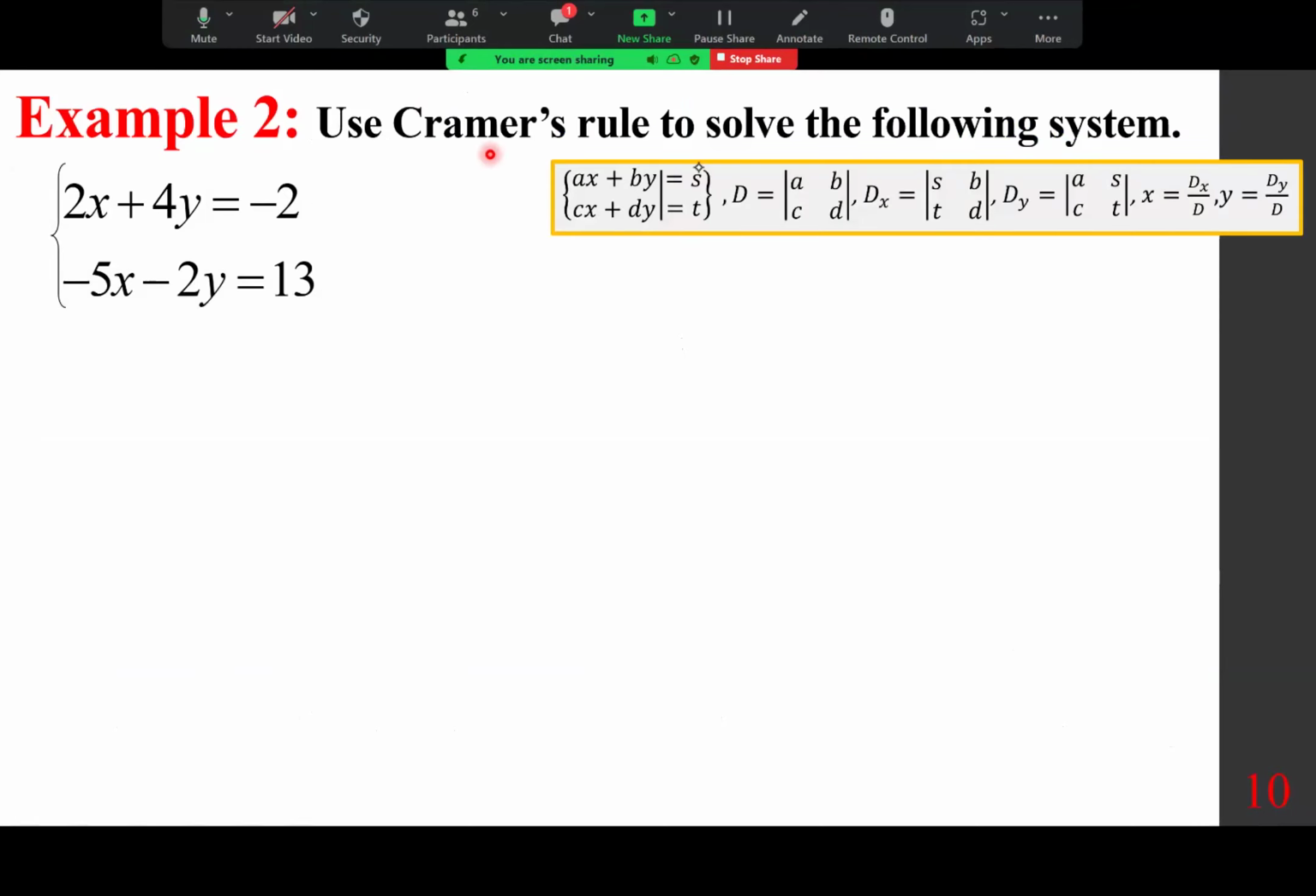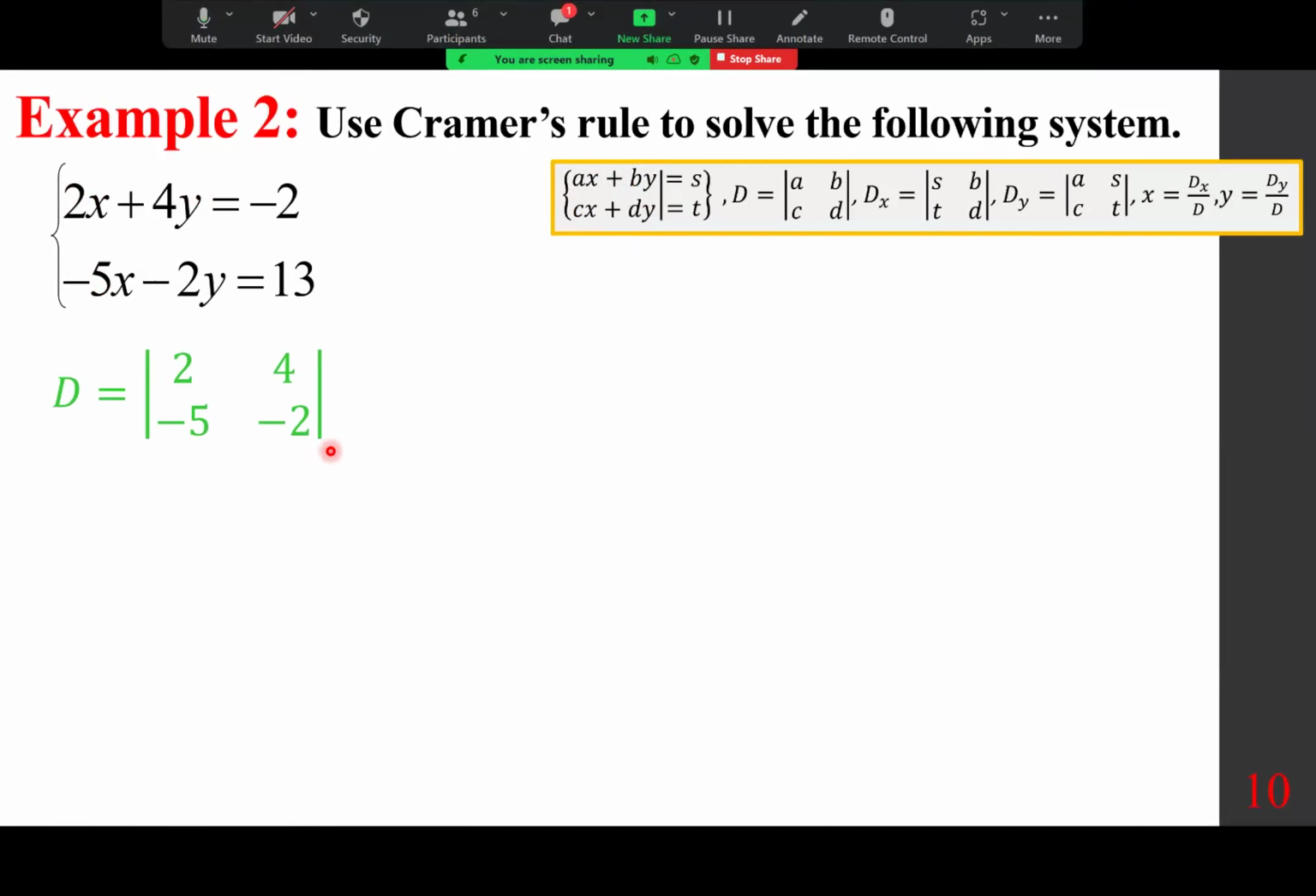So here's an example. We want to use Cramer's rule to solve the following system: 2x plus 4y equals negative 2, negative 5x minus 2y equals 13. Basically, when we have a system of equations in two variables, we write the coefficient matrix A, B, C, D, and we want to find the determinant of that. So we want 2, 4, negative 5, negative 2. We want this determinant. That's called the D.